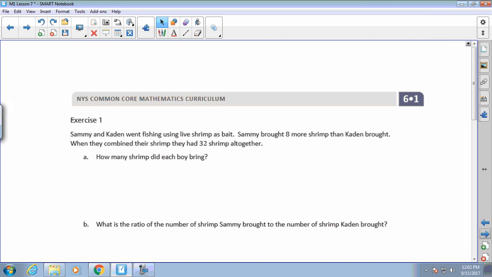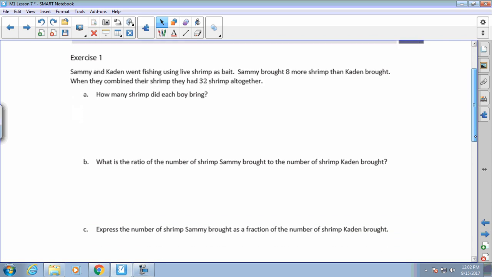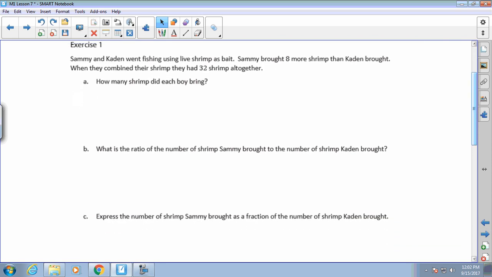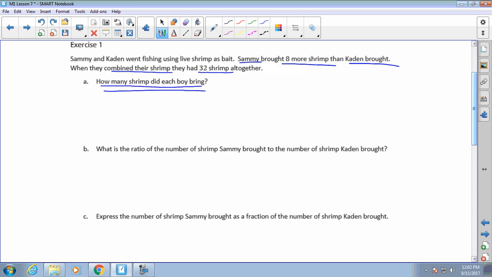Next page. It says Sammy and Caden went fishing using live shrimp as bait. Sammy brought 8 more shrimp than Caden brought. When they combined their shrimp, they had 32 shrimp altogether. So I'm telling the kids to read each question twice so they can pick out all the key info and to really make sure they understand what the question is asking. Sammy brought 8 more shrimp than Caden. So Sammy brought more. When they combined their shrimp all together, they had 32 shrimp. So it says how many shrimp did each boy bring?